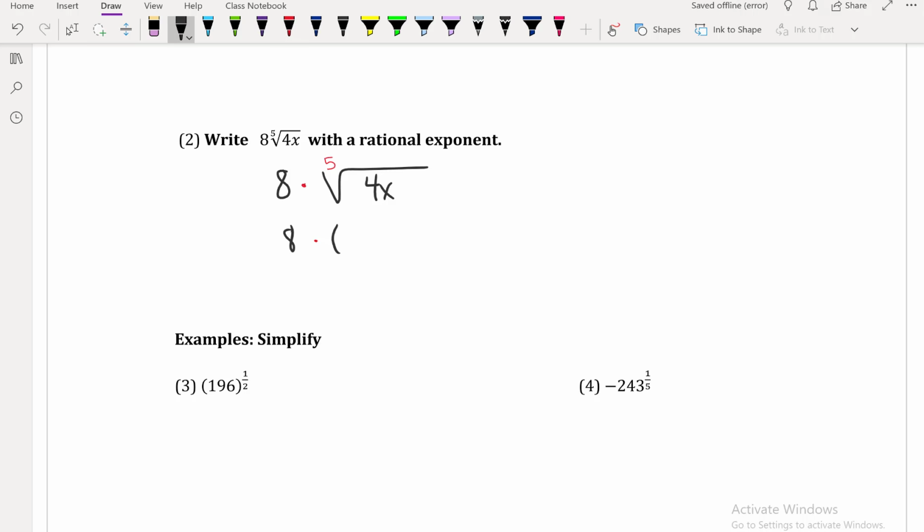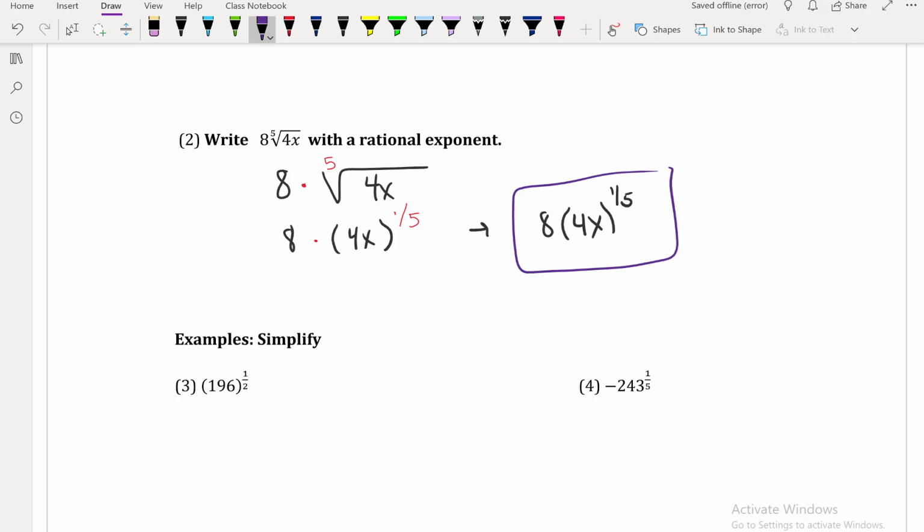I'm going to put this in parentheses where I have my 4x inside the parentheses, and remember my exponent is always going to be 1 over the index, so 1 over 5th power. So this really means that I have 8 times 4x to the 1 over 5th power. Don't forget that exponent is always going to be 1 over whatever that index is.